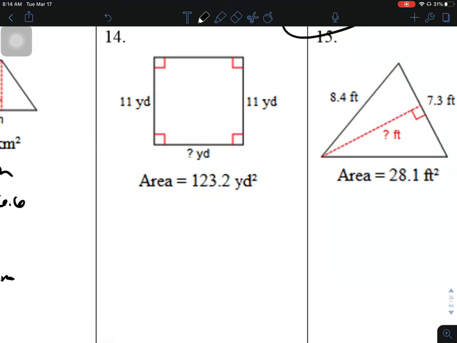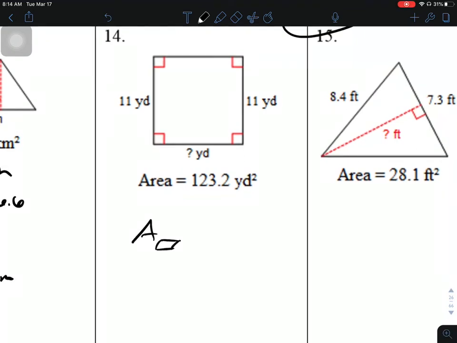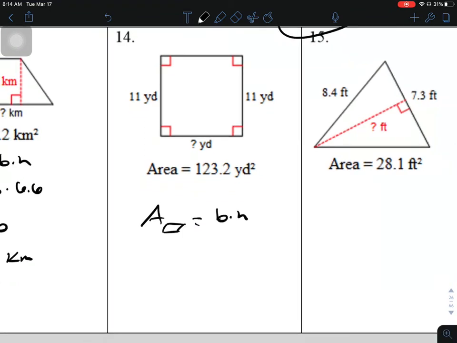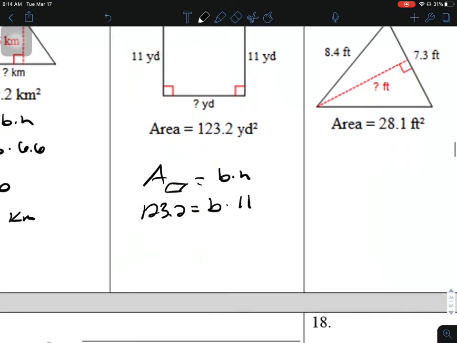Number 14, area of a parallelogram, base times height. This is actually a rectangle, which is a specific type of parallelogram. Do we know the area? We do, 123.2. Do we know the base? We don't. Do we know the height? Yes, it's 11. If you divide both sides by 11, you're going to get 11.2, and the units is yards, for the base.